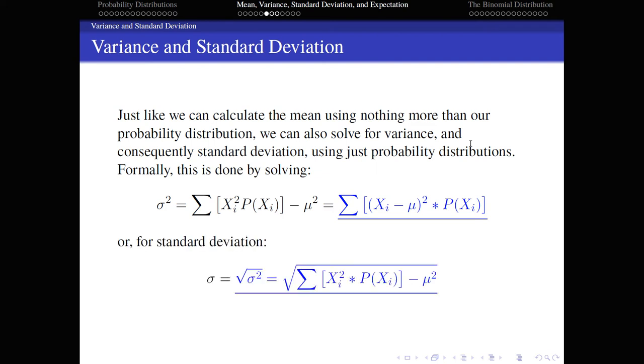Standard deviation is going to be the exact same calculation: the square root of whichever of these formulas you use up here. I have the first one there, but it can just as easily be the square root of the sum of the quantity x minus mu quantity squared times the probability of x.